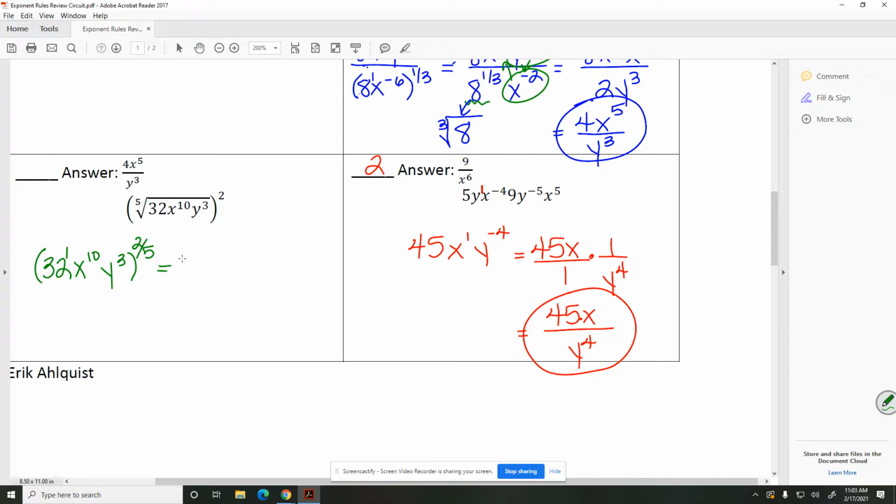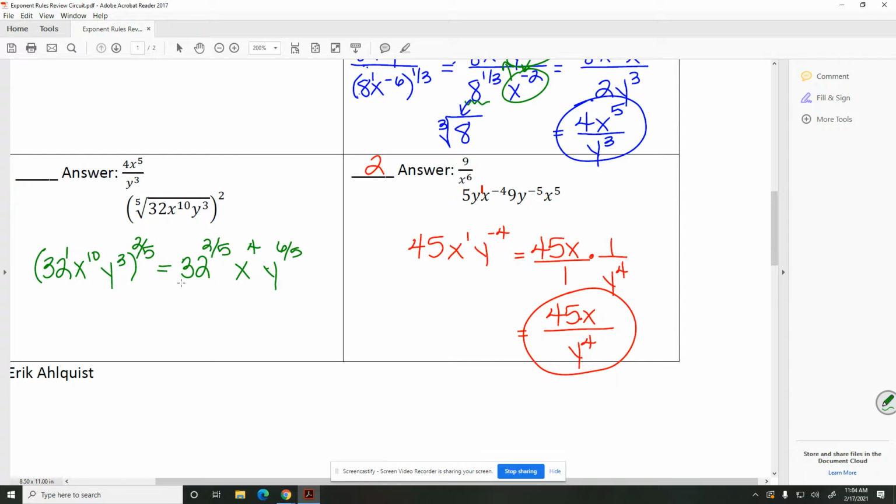After that, multiply your powers together. So you would get 32 to the 2/5 power. Multiply 10 times 2/5, and you get 4. And then y, 3 times 2/5 would be 6/5.